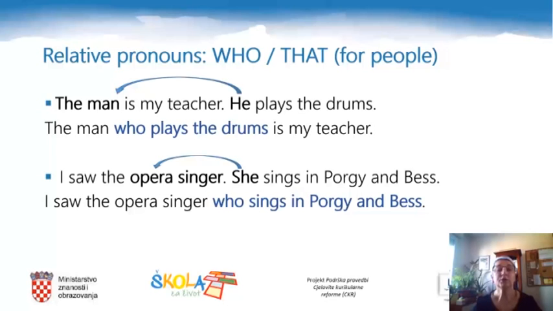Or, I saw the opera singer. She sings in Porgy and Bess. We can say, I saw the opera singer who sings in Porgy and Bess. Because we define a person, the man, the opera singer, we can use who or that. It's all the same.